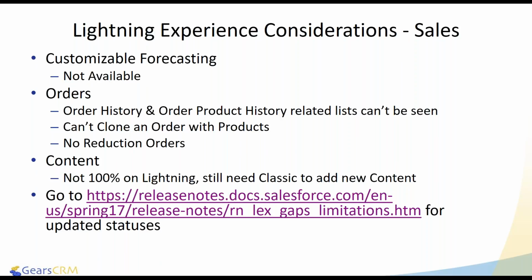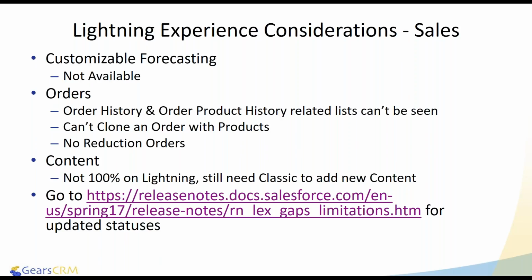And keep in mind, in case you don't realize, if you do use Lightning, your users can flip back and forth very simply, right? It's part of their top navigation. They can just go right into Classic, do what they need to do there, and then they can flip back into Lightning if they have to, right? So customizable forecasting is probably the one larger remaining feature.